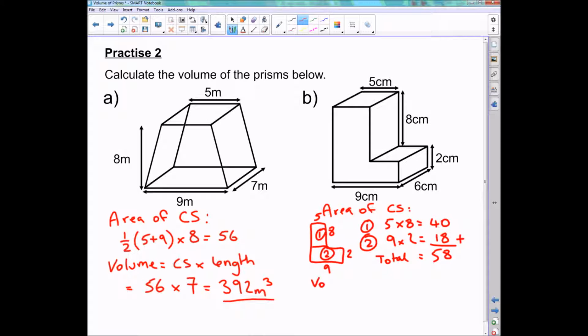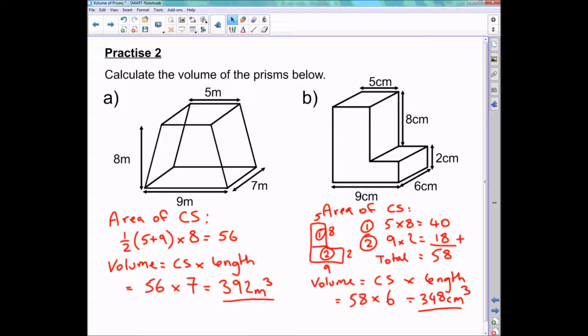Then to find the volume, I need to do the cross section times by the length. And in this case, the cross section was 58. The length is the only distance I haven't used yet, which is 6. And 58 times by 6 is 348 centimeters cubed.